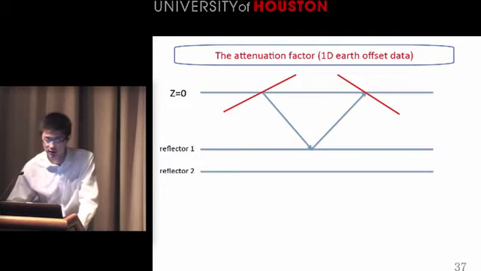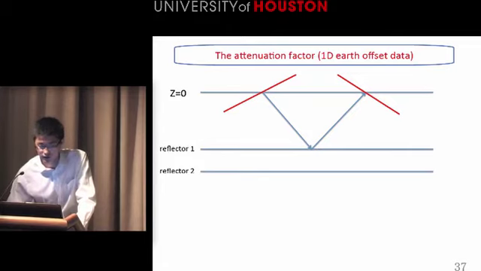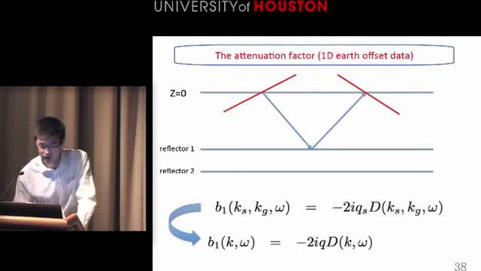Now let's assume the Earth is relatively 1D, so the reflectors are horizontal. In this case, we can remove one degree of freedom in the data. So the data has only 2 degrees of freedom. It's only 2-dimensional. Now we can have B1 of k omega equals minus 2IQ times D of k omega.